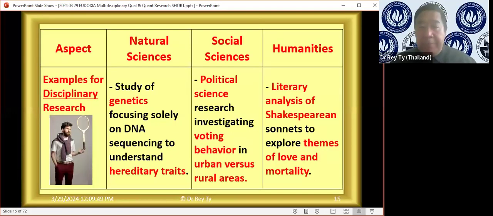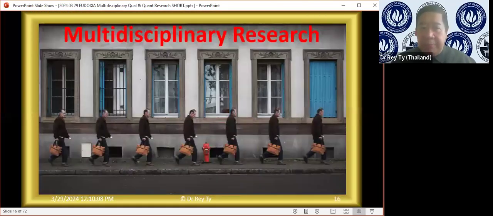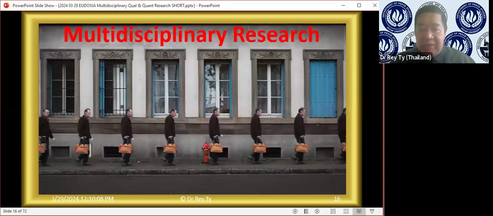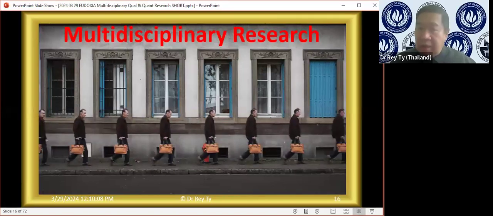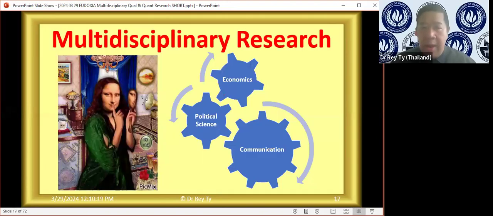And an example would be study of genetics in the natural sciences, in political science, voting behavior, in the cities and in the villages, and humanities, the analysis of Shakespeare in terms of the issues of love or mortality. But when we do multidisciplinary research, we have different fields which are working together, but not as one, but working together. You have one field in economics, another field, for example, in political science, and another field in communication. You work together, but you still have your own specialization.